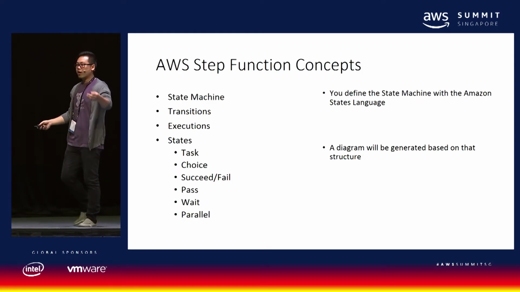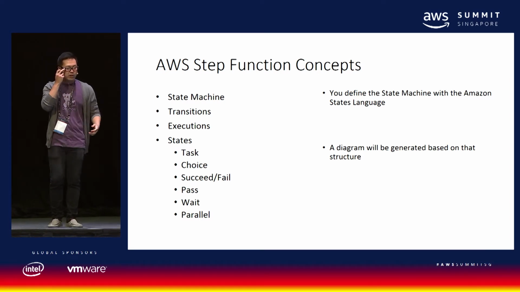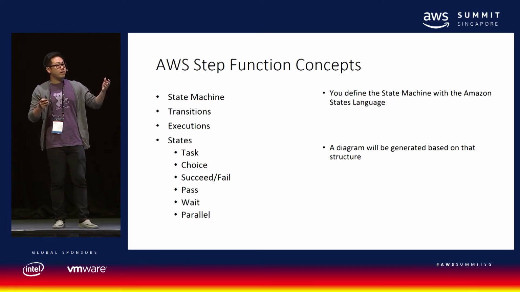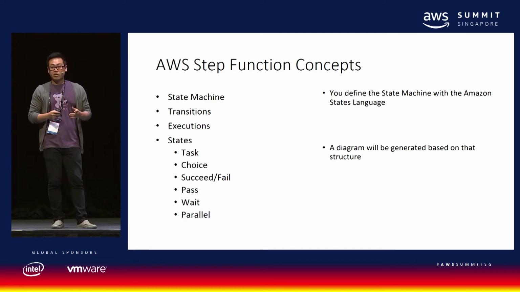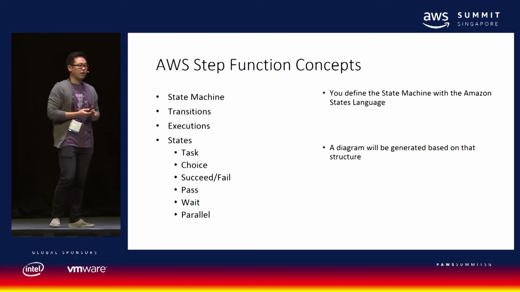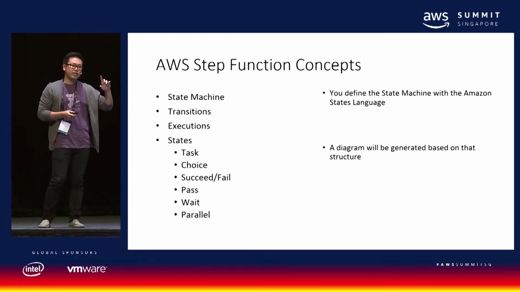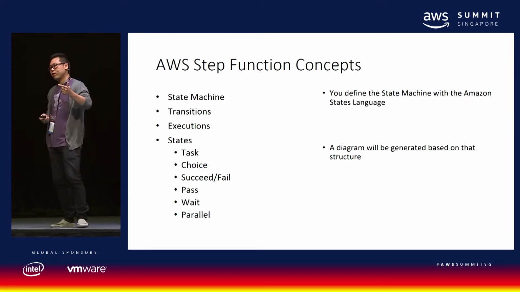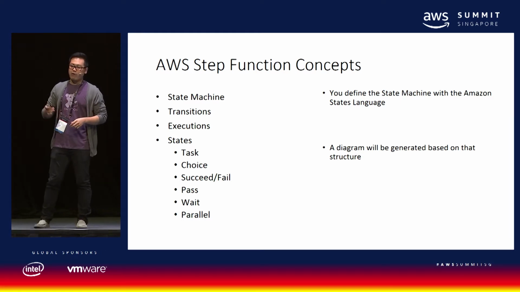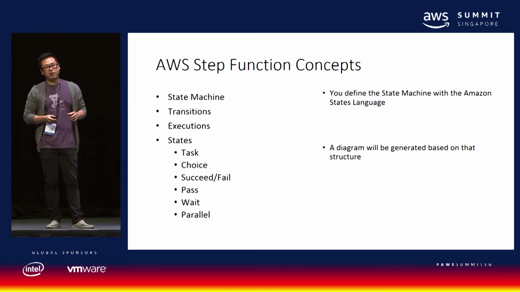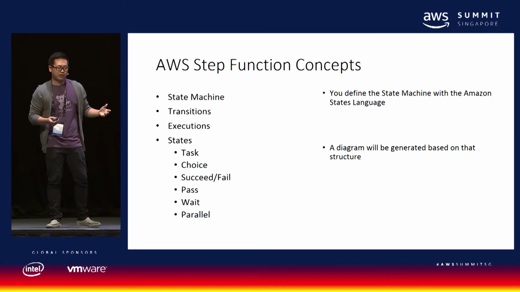Let's go over some core concepts and just make sure everybody's on the same page. So step functions are state machines, covered. State machines have states. That's a very important part of state machines. So what we have here is a task, choice, succeed, fail. We have our pass, wait, and parallel. Those are the states that you are offered.